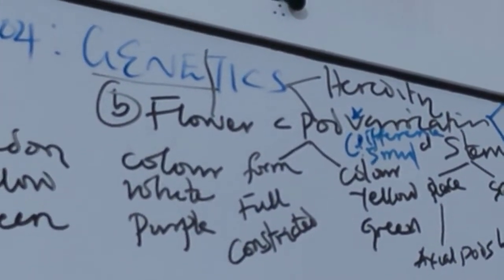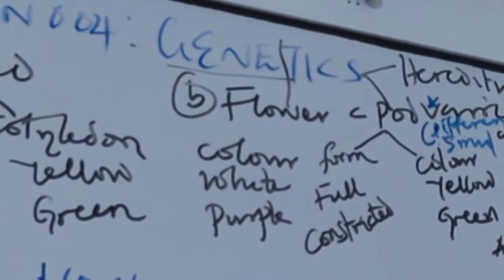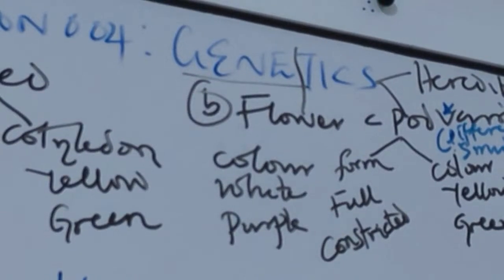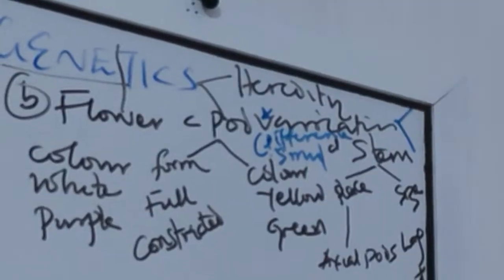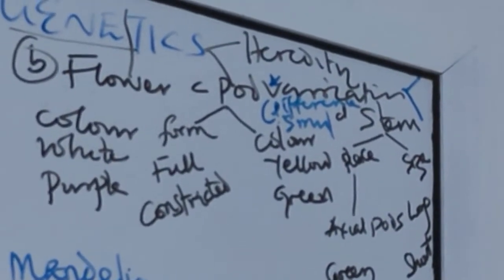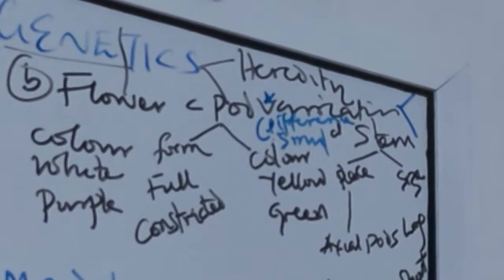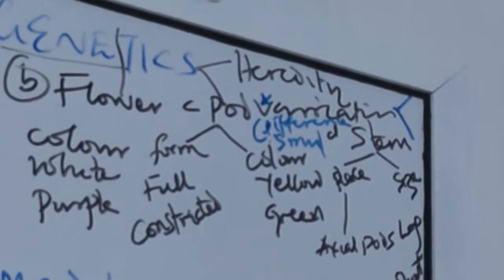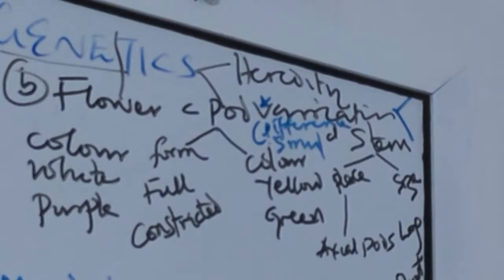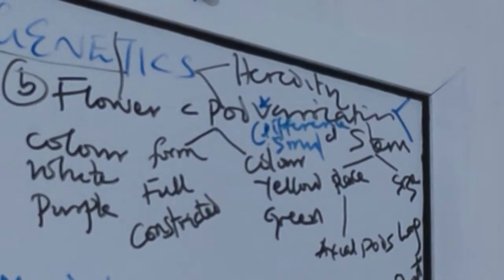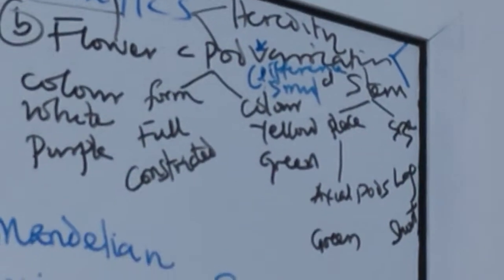So in flower, he was only able to consider the color, and the color was either white or purple. Then number three, which is C, he also considered the pod of a garden pea plant. So he considered two traits. The first one is the form, which is either full or constricted. He also considered color, which was either yellow or green as well.